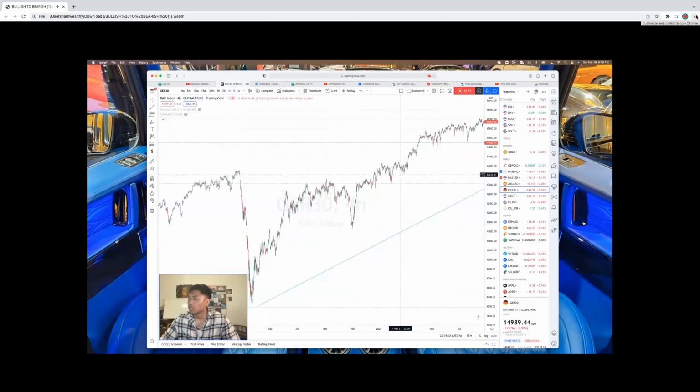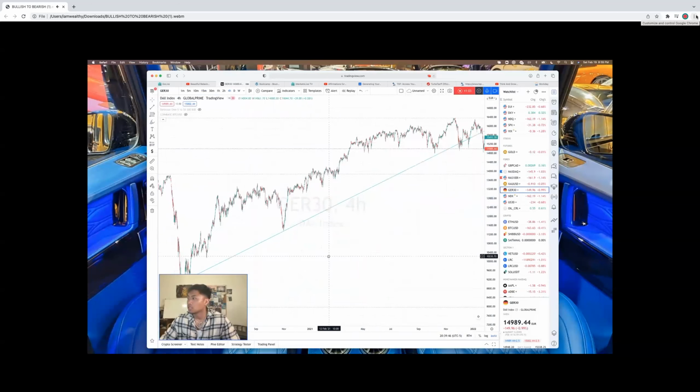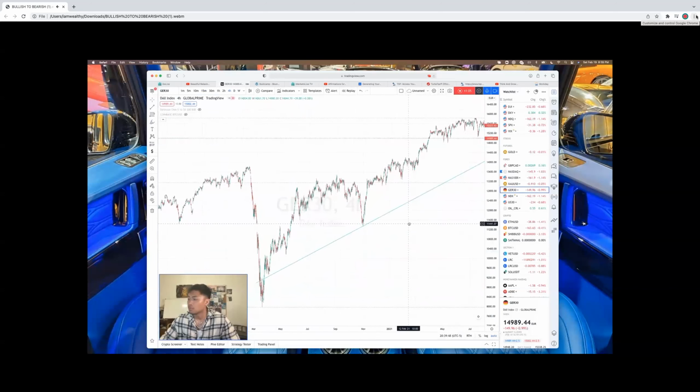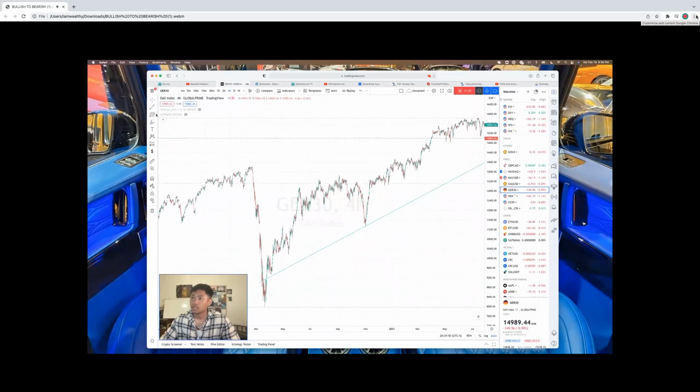What I like to do is draw a parallel channel, but I'm just going to move this higher so you guys can see where the market is being respected. If you were looking at this right now, I'm just going to quickly draw what I see. You can see that this was the lower low, or the higher low, and then it went up, and then it went down. It went up, it went down.